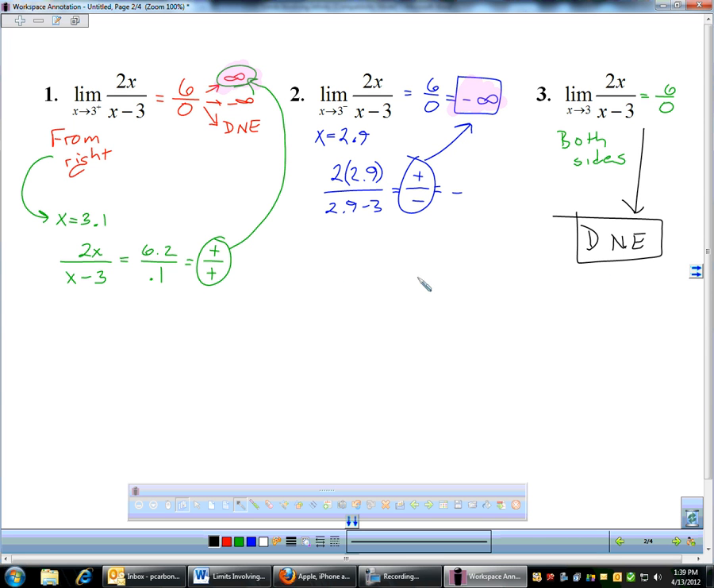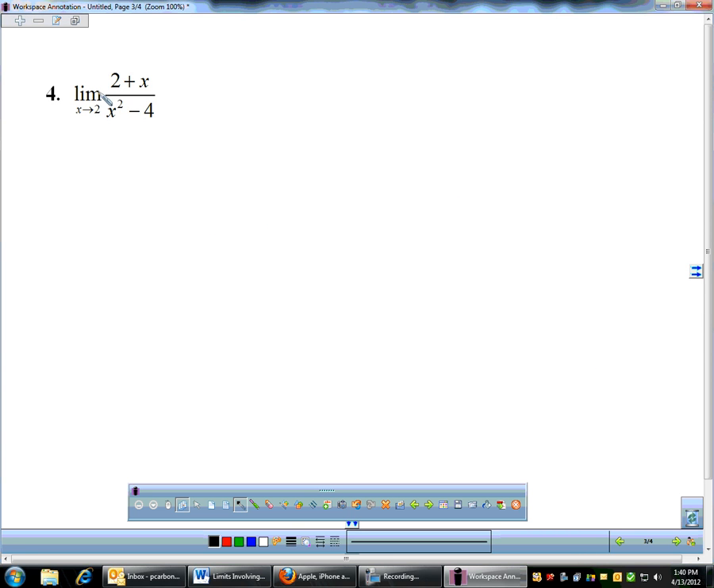If I don't specify a side, then you have to look at both sides. Right and left, we're going to two different places, so this one did not exist. And we're going to do a problem like this. Let's see. Let's look at number 4 here.